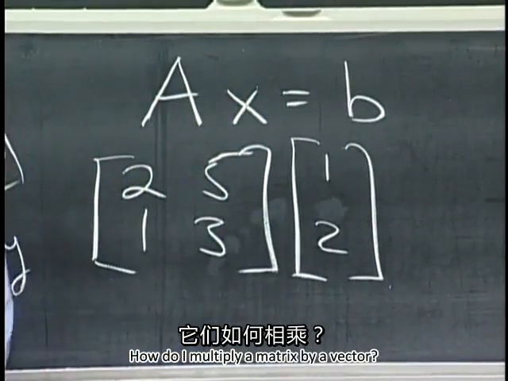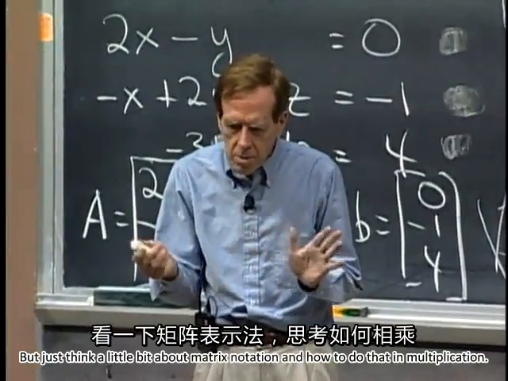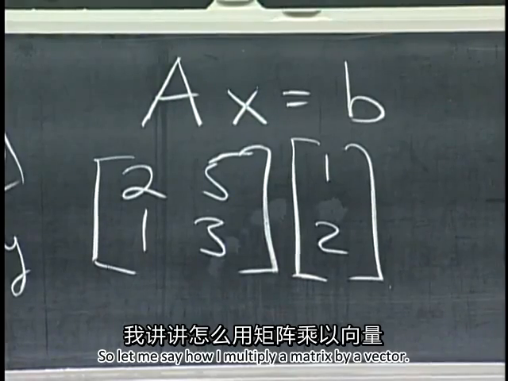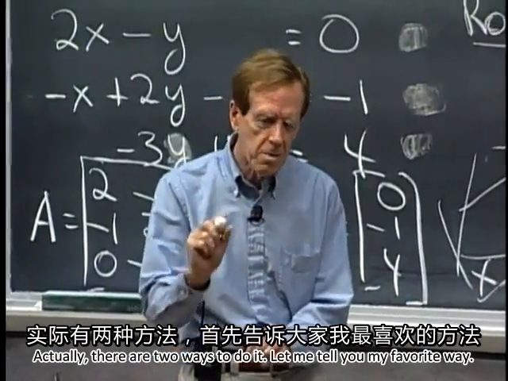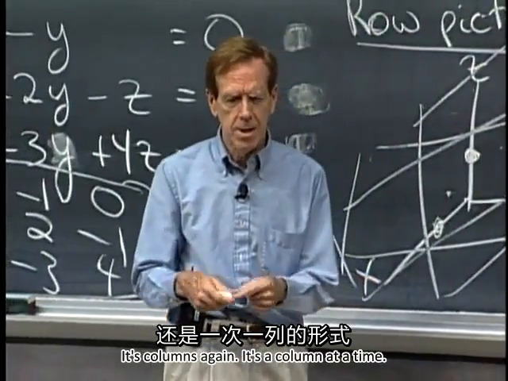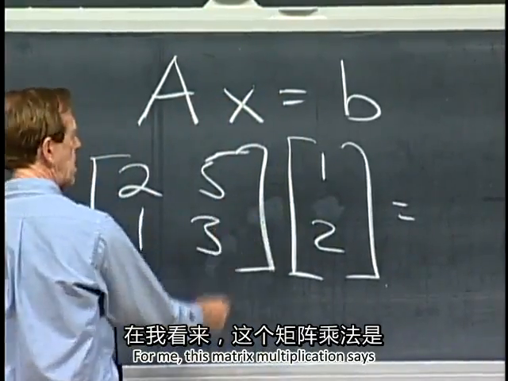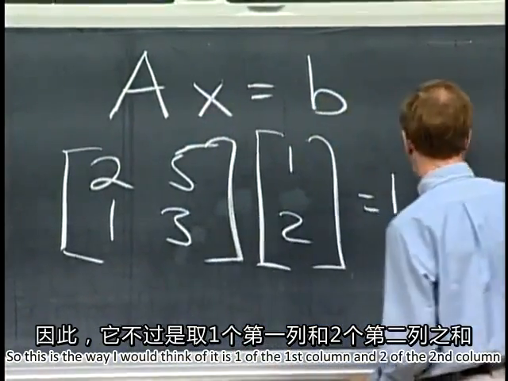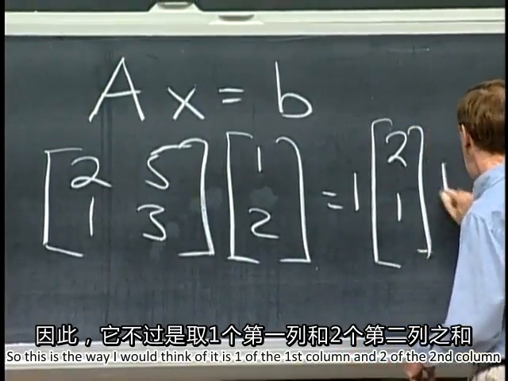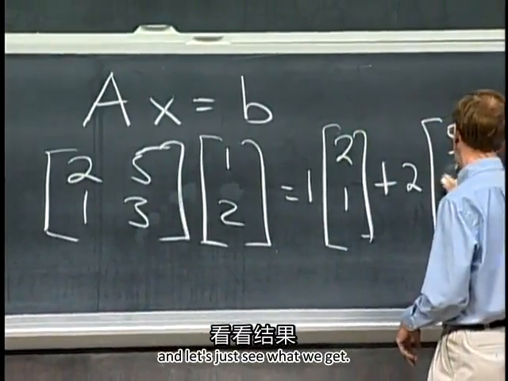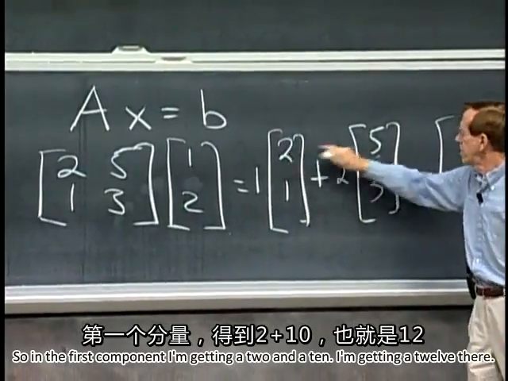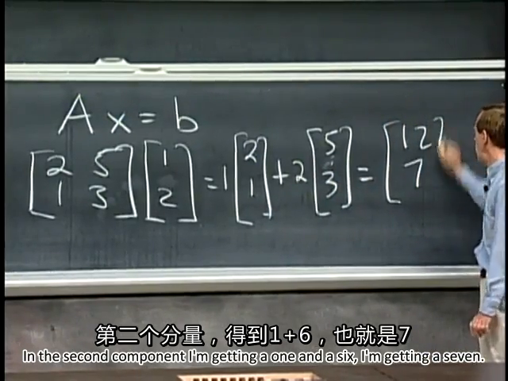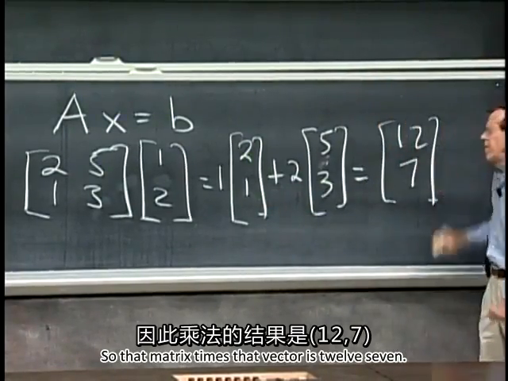How do I multiply a matrix by a vector? Just think a little bit about matrix notation and how to do that multiplication. Actually, there are 2 ways to do it. Let me tell you my favorite way. It's columns again. It's a column at a time. For me, this matrix multiplication says I take 1 of that column and 2 of that column and add. So this is 1 of the first column and 2 of the second column, and let's just see what we get. In the first component, I'm getting a 2 and a 10. I'm getting a 12 there. In the second component, I'm getting a 1 and a 6. I'm getting a 7. So that matrix times that vector is 12, 7.